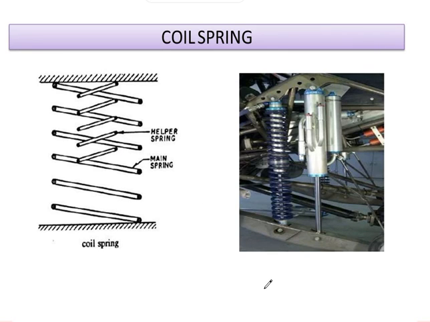Coil spring. The coil springs are used mainly with independent suspension, though they have also been used in the conventional rigid axle suspension as they can be well accommodated in restricted spaces. The energy stored per unit volume is almost double in the case of coil springs than the leaf springs.